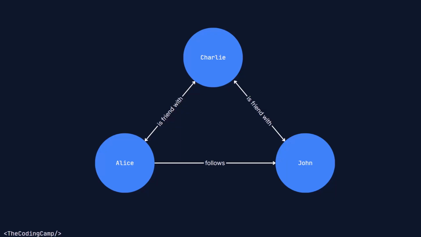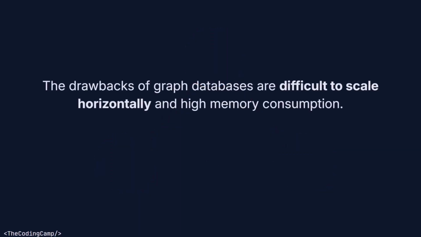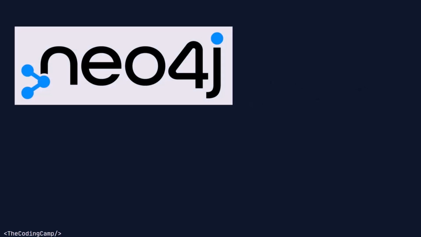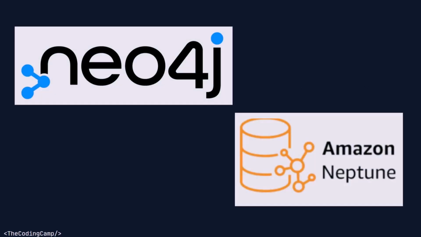Graph databases are perfect when there are a lot of relationships in the stored data. The drawbacks of graph databases are that they are difficult to scale horizontally and have high memory consumption. Some popular graph databases are Neo4j and Amazon Neptune.